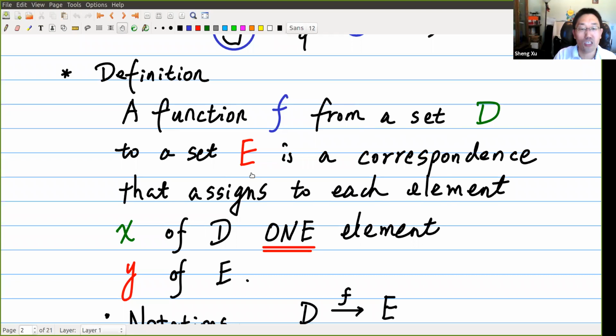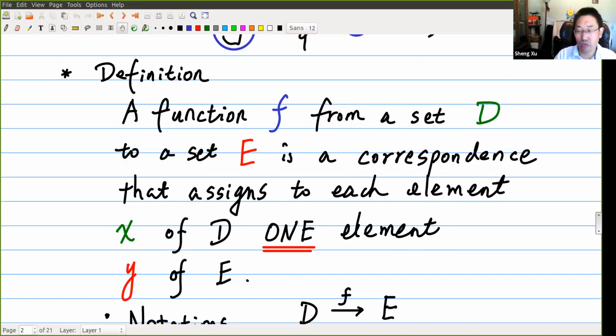What is a set? You should consider a set is a collection, or a family, of numbers, mathematically speaking. Of course, this can be more general. This definition is very general. Maybe this set is a collection of apples, fruits, and this set E is a collection of juice. That's also fine. So a function f from a set D to a set E is a correspondence that assigns to each element x of D, say each fruit, one element, say one juice, called y of E. Is that clear? That's the definition of a mathematical function.